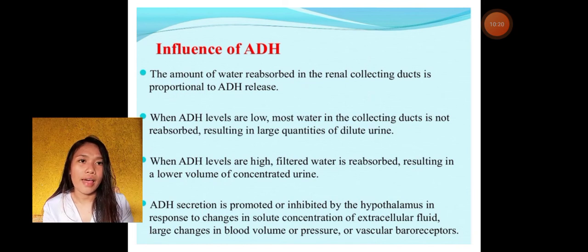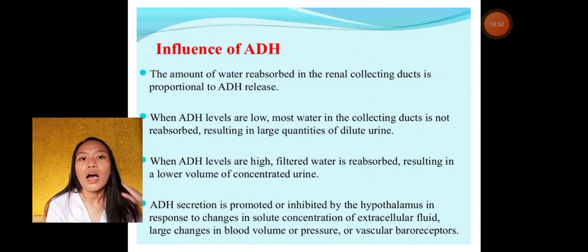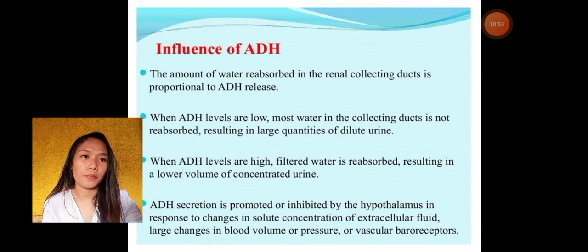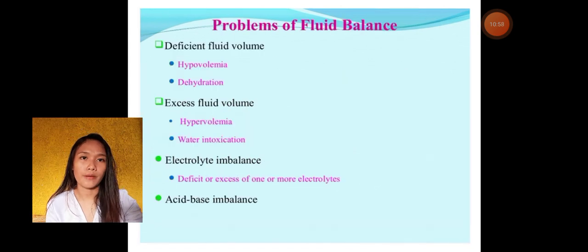When ADH levels are low, most water in the collecting ducts is not reabsorbed, resulting in large quantities of dilute urine. When ADH levels are high, filtered water is reabsorbed, resulting in a lower volume of concentrated urine. ADH secretion is promoted or inhibited by the hypothalamus in response to changes in solute concentration of extracellular fluid, and to large changes in blood volume or pressure sensed by vascular baroreceptors.